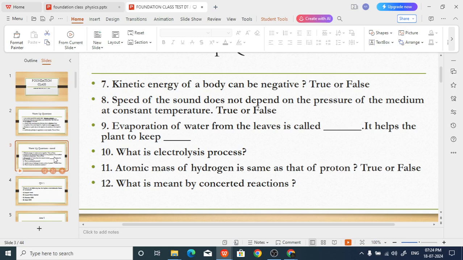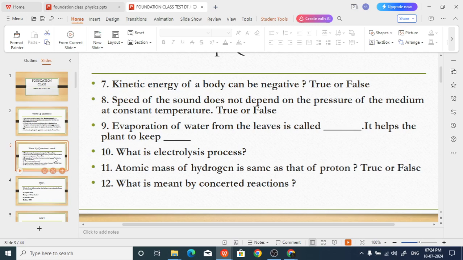Can anybody read? Can anybody read the 7th question? Kinetic energy of a body can be negative. True or false? What is the formula for kinetic energy? Maybe I don't know whether it is covered in 10th standard. Kinetic energy, have you studied in 9th and 10th? Sir, in 9th, not at, sir.